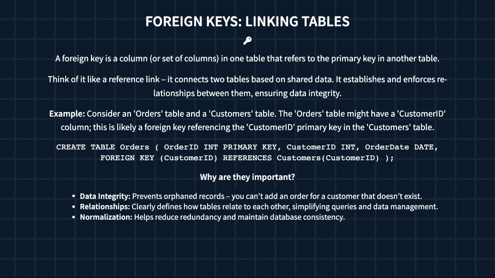For example, an orders table might have a customer ID column which acts as a foreign key, referencing the customer ID primary key in the customers table. This ensures every order is linked to a valid customer. Foreign keys are vital for data integrity, allowing you to maintain consistent relationships between your tables and ultimately helping you keep your database tidy and reliable.